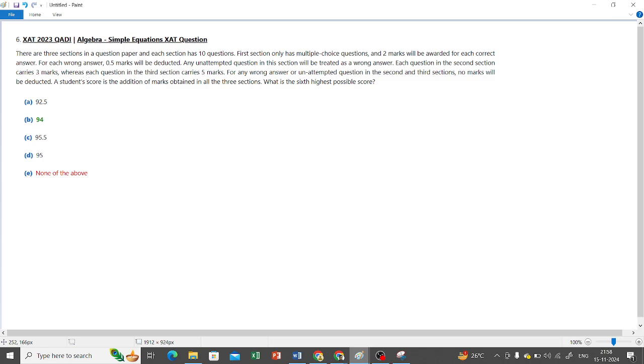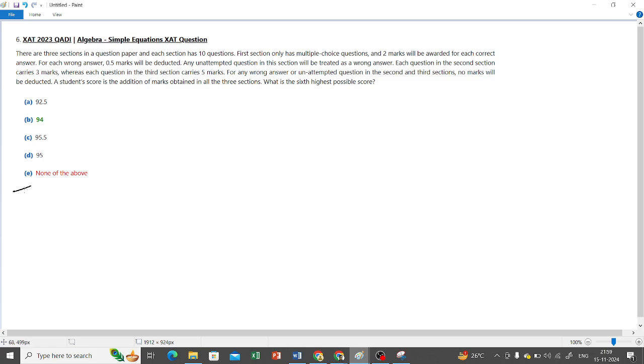Any unattempted question in this section will be treated as wrong answer. Each question in the second section carries 3 marks, whereas each question in the third section carries 10 marks. For any wrong answer or unattempted question in the second and third sections, no marks will be deducted. A student's score is the addition of the marks obtained in all the sections. What is the sixth highest possible score?